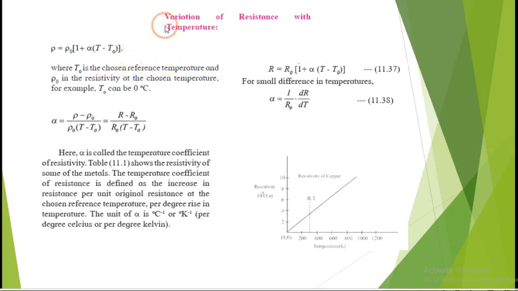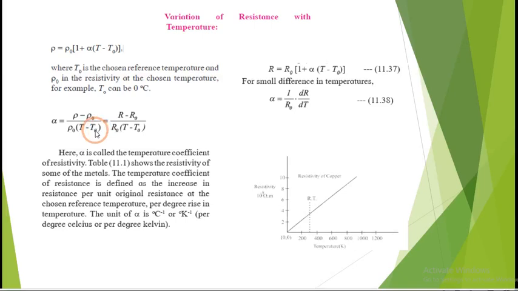Now let's discuss this notation. T naught is the chosen reference temperature. Rho naught is the resistivity at temperature T naught. For example, we consider T naught can be 0 degree Celsius. If it is 0 degree Celsius, the above equation becomes alpha is equal to rho minus rho naught, divided by rho naught into T minus T naught. Alpha is the temperature coefficient of resistivity.